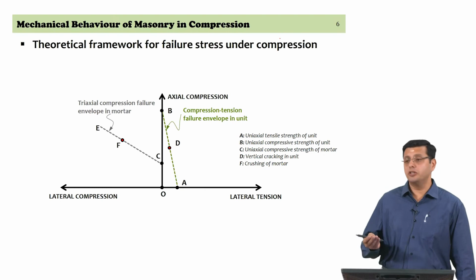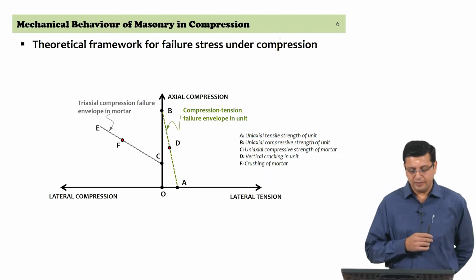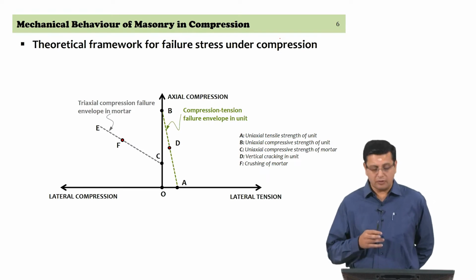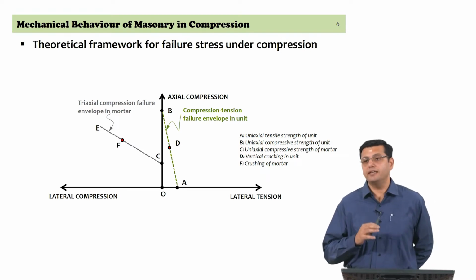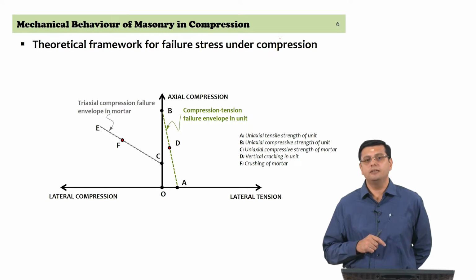Okay, good morning. So we continue looking at the strength and behavior of masonry under different actions. We were examining the behavior of masonry under compression and trying to look at the possibility of a closed form solution that gives you the compressive strength of masonry with a knowledge of its constituent properties, the unit and the mortar. And the theoretical framework that we were looking for failure under compression, on the basis of an assumption of linear elastic behavior of the constituents, was what we were looking at in the previous lecture.